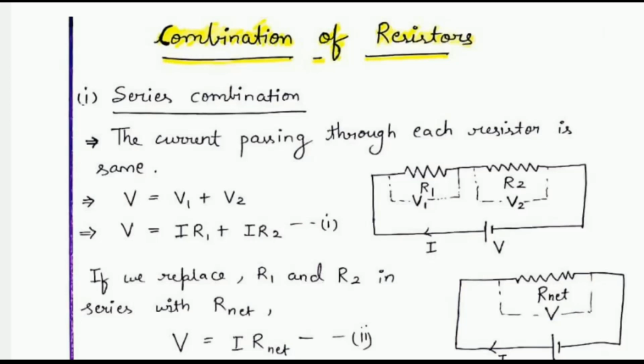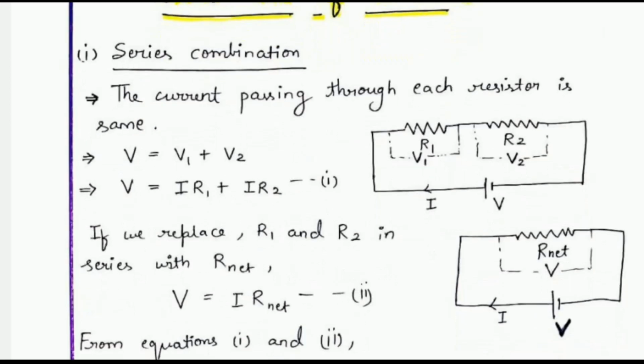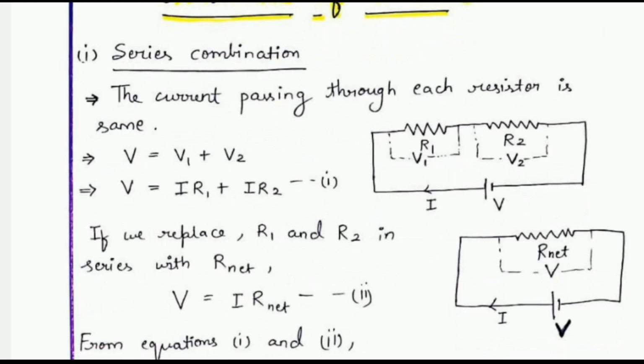So V is equal to V1 plus V2. Now you know that V is equal to IR from Ohm's law. So V1 will be I R1 and V2 will be I R2. Now let us consider that instead of R1 and R2 we are using a net resistance, that is R net, through which the same current I is flowing.